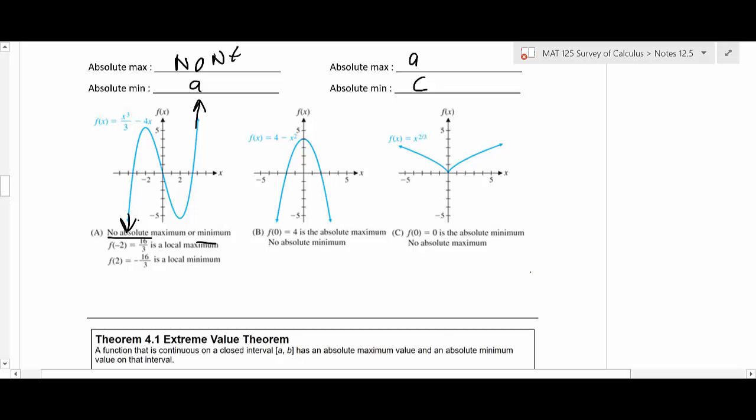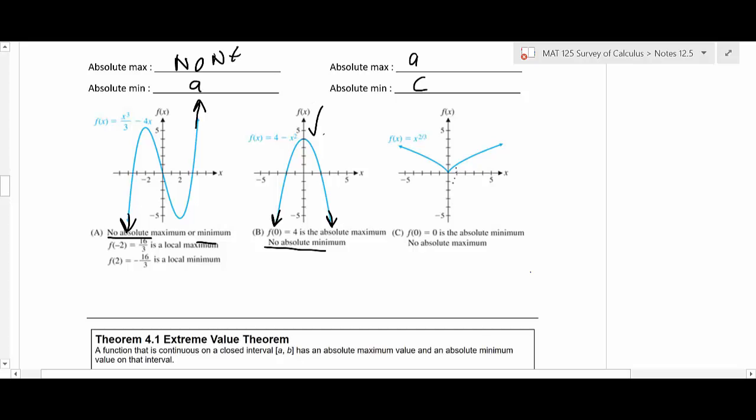Now, does this graph right here have a local max and a local min? Yeah, there's a local min there, local max there. Everybody understand the difference between the two? Here's another one. This one does not have an absolute min because the graph gets lower forever. It does have an absolute max, and that also is a local max.